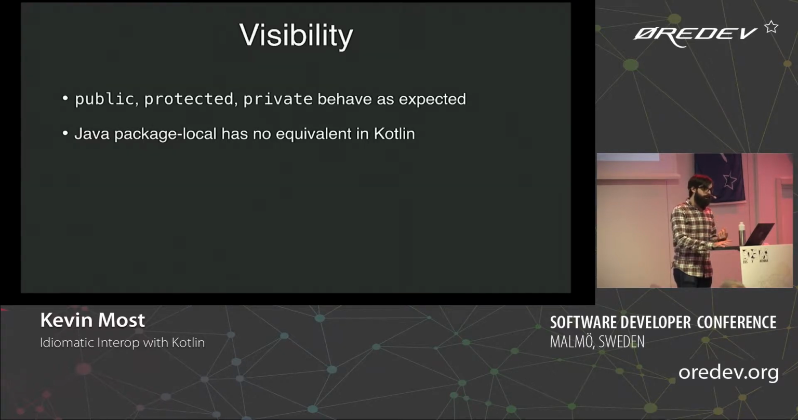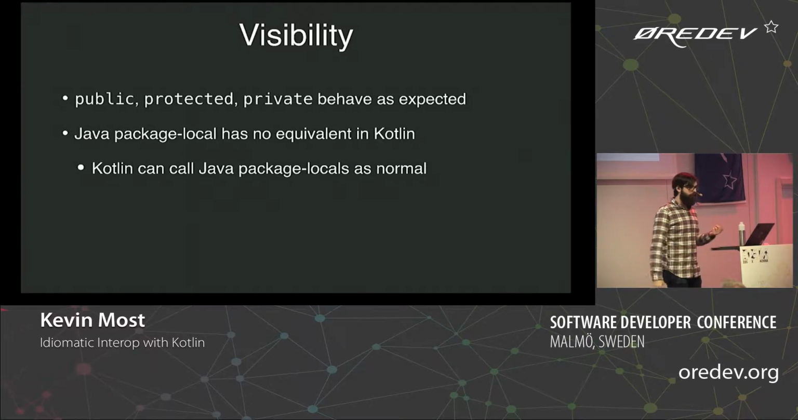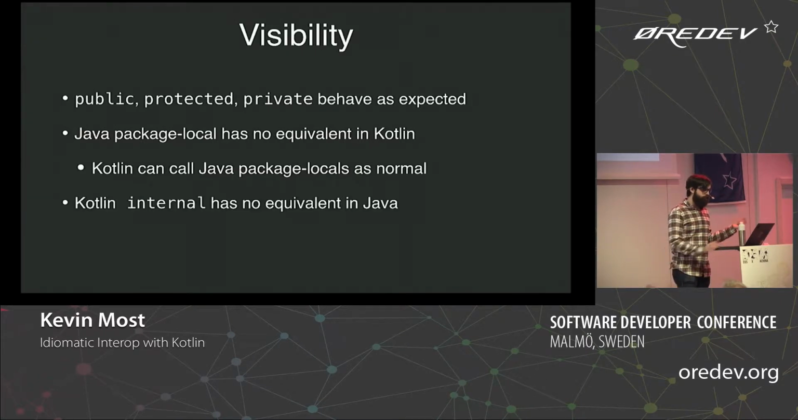Luckily, Kotlin will respect Java package locals. It'll only let you call them if they're within the package that Kotlin file is in, but you can't declare new package locals in Kotlin. It's just a limitation right now. Maybe they'll add a 5th visibility, maybe not. But then the other visibility that's not shared is Kotlin's internal visibility, and Java has no equivalent to that, right? So what does that look like when you actually call into functions or classes that are internal in Java?